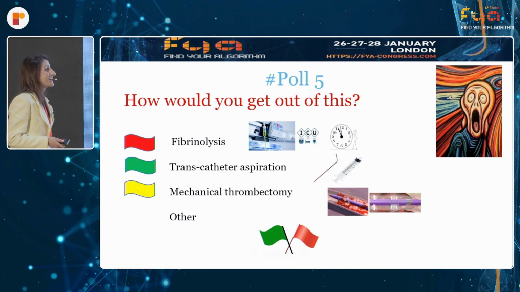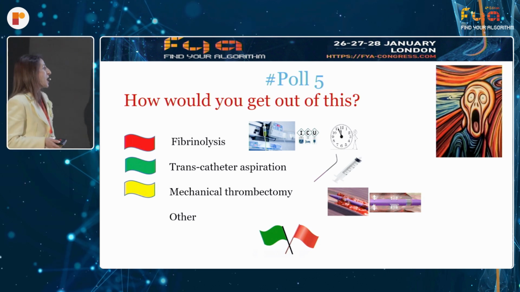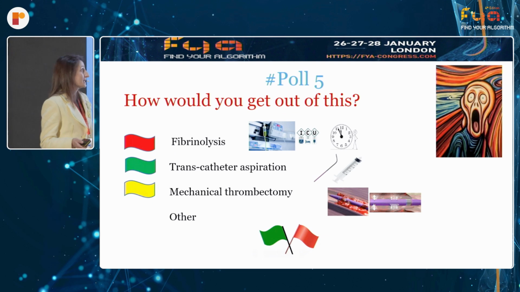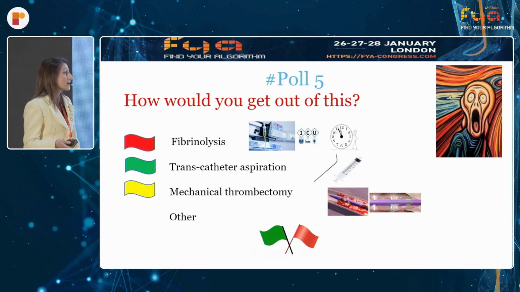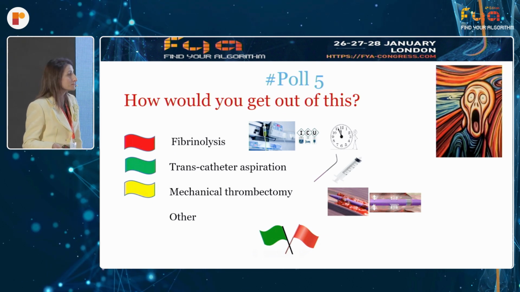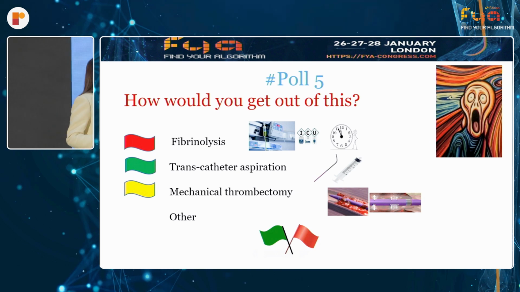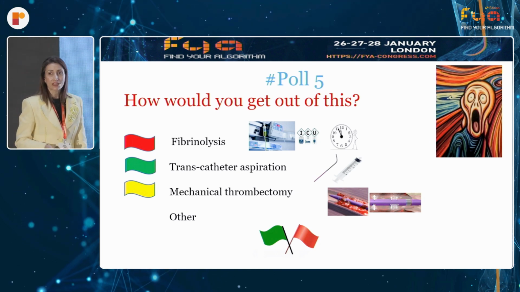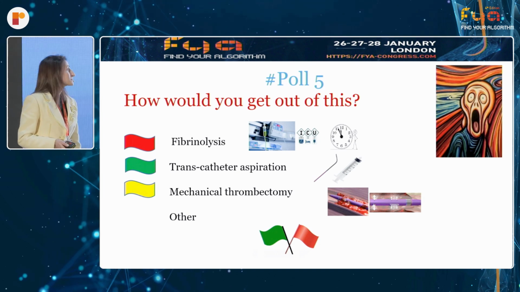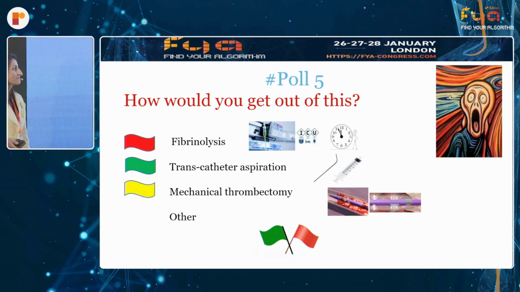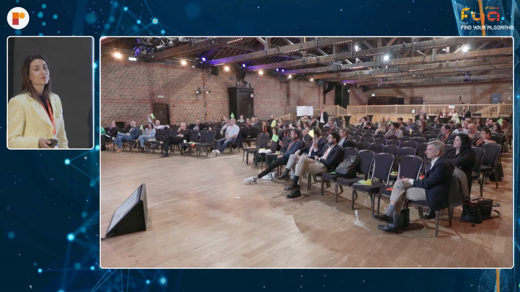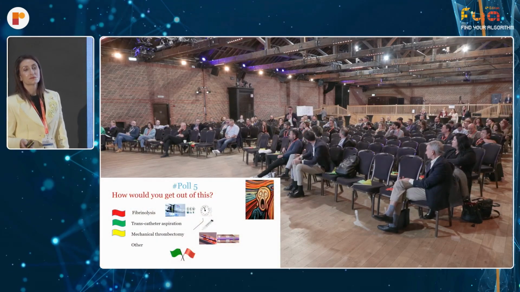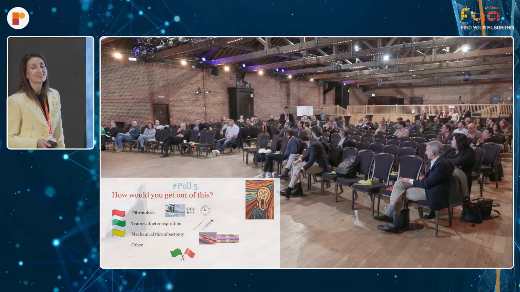Would you use fibrinolysis with the consequent need of an ICU unit and waiting time enough for the treatment? Would you perform transcatheter aspiration or maybe mechanical or pharmacomechanical thrombectomy? There's a lot of thrombus. With transcatheter aspiration, do you think that you can get rid of these sort of chunks of thrombus with a 4 French catheter?